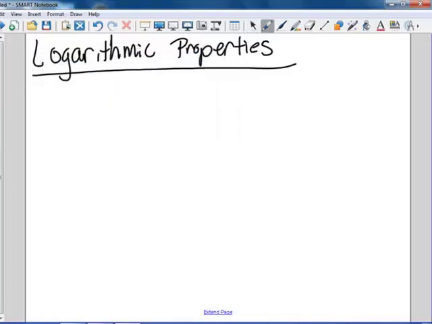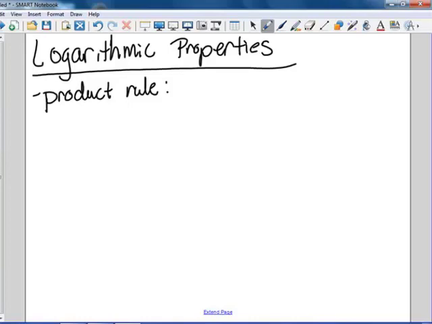Okay, so we're going to talk about 3 different logarithmic properties. They're going to be kind of similar to the exponential ones that we've done. That should kind of make sense because exponential and logarithmic functions are inverses, so they kind of go together. So our first one's called the product rule.